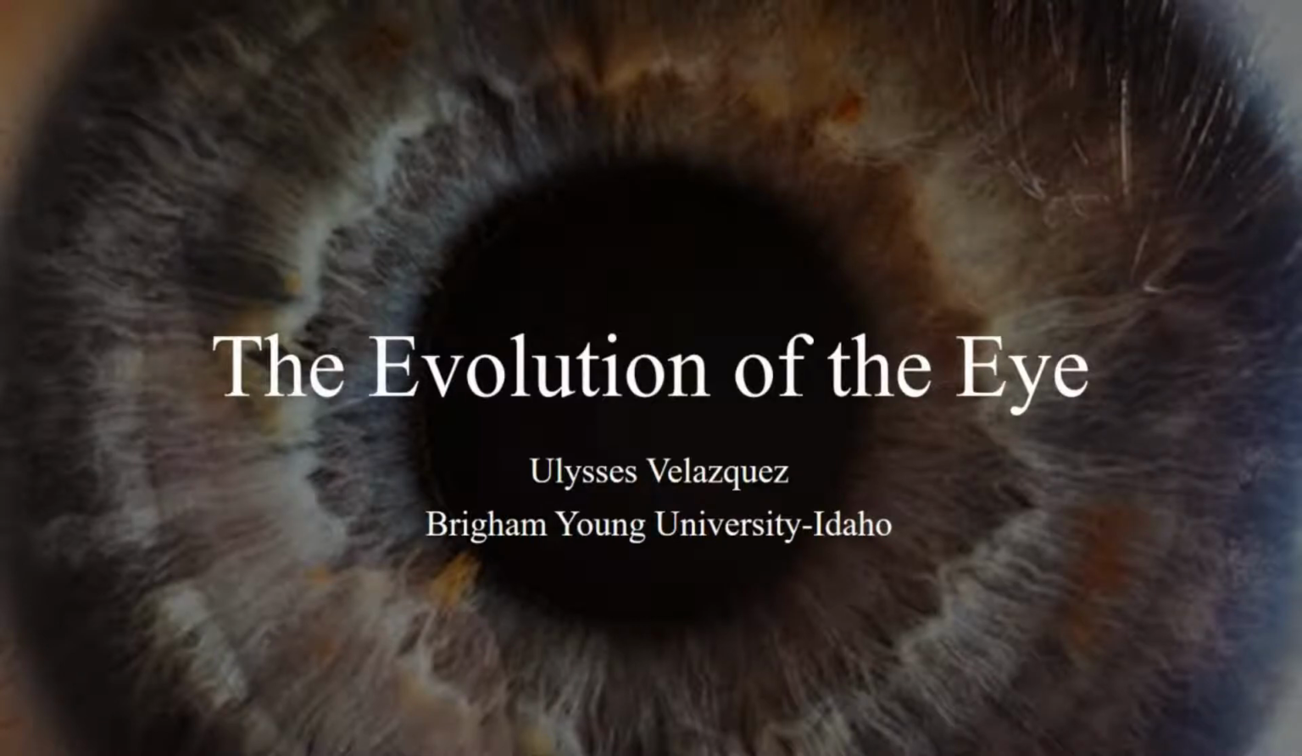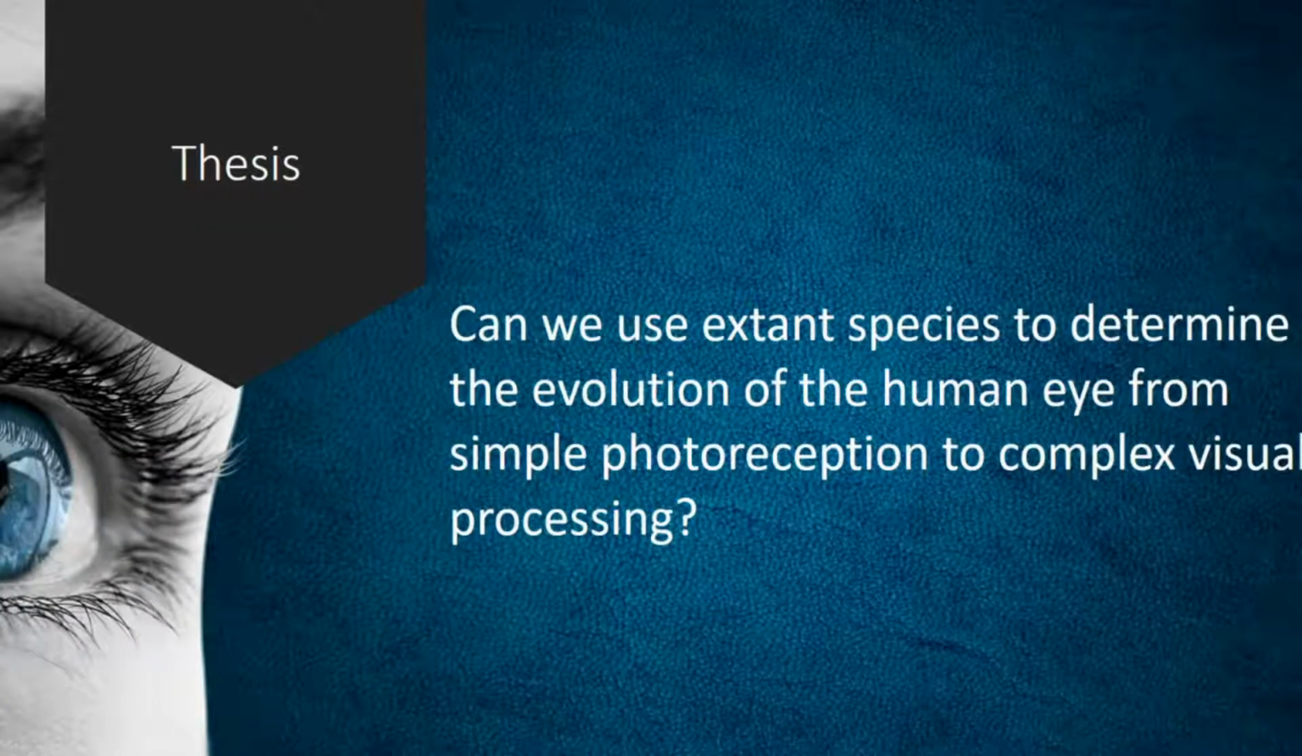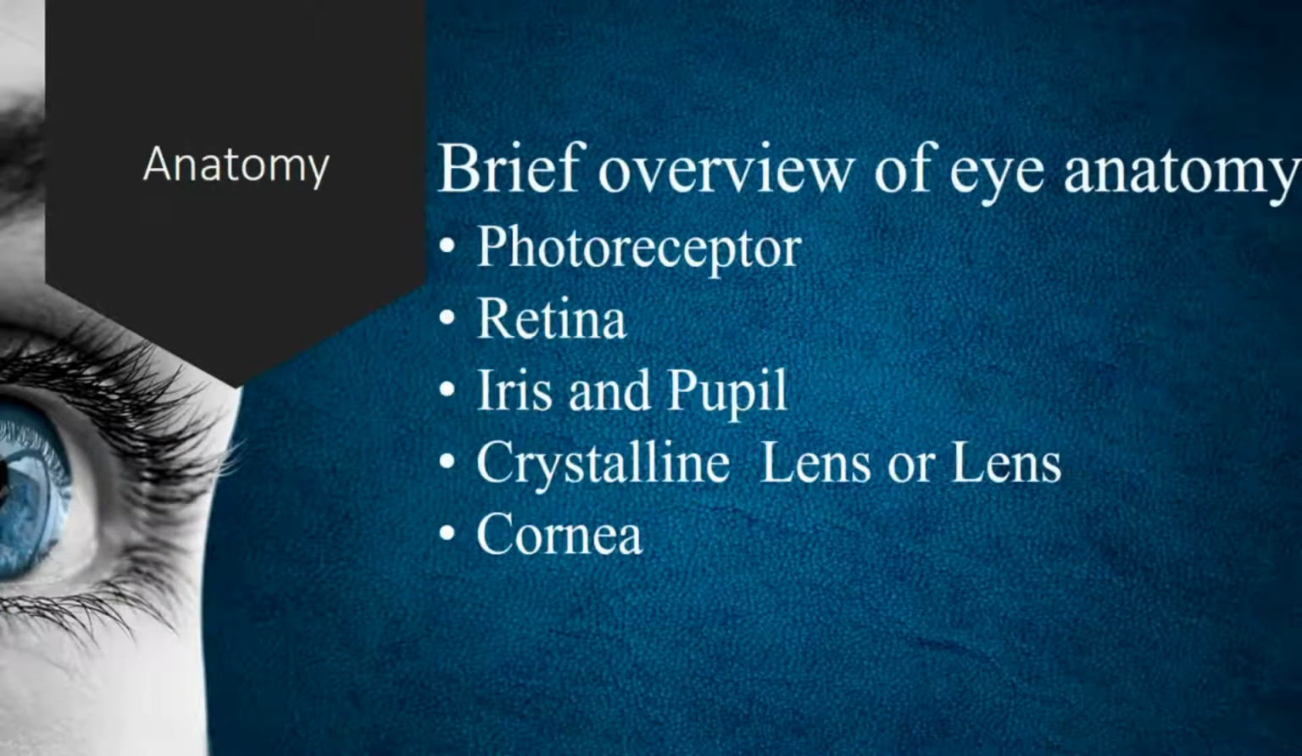My name is Ulysses Velasquez, and I will be doing my presentation on the evolution of the eye. I'm especially fascinated with this subject because I am an aspiring optometrist, and I was intrigued by the idea of the evolution of the human eye. I want to begin with my thesis statement. Can we use extant species to determine the evolution of the human eye from simple photoreception to complex visual processing?